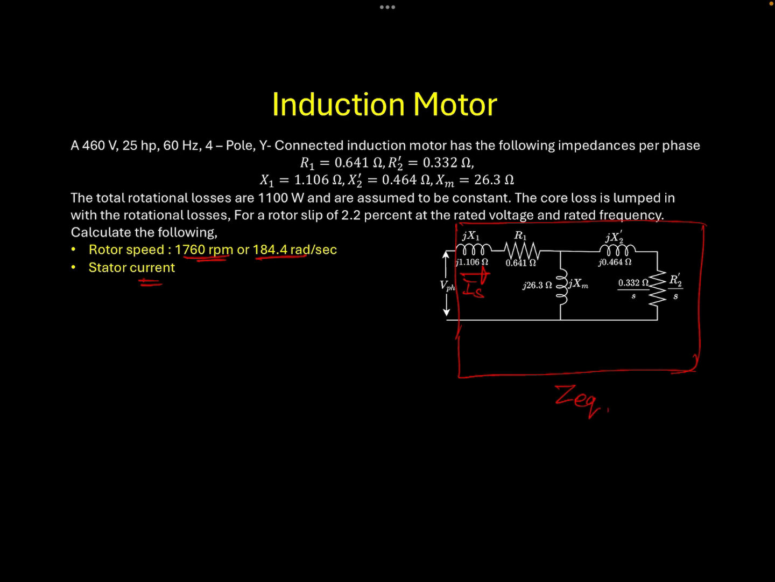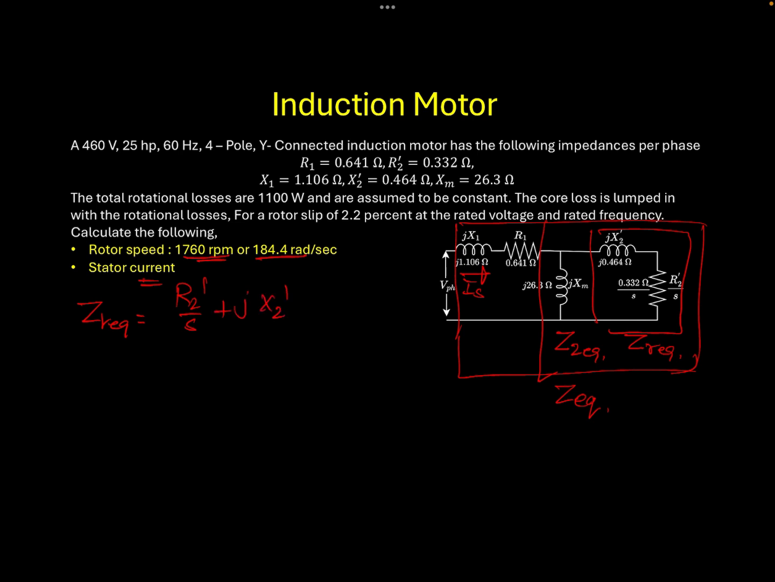Now the equivalent impedance of the circuit can be calculated after you know the impedance on the rotor side, and then combining that with the shunt reactance that we have here. If you call it Z2 equivalent, then Z2 equivalent is in series with the stator equivalent resistance and reactance. Now to get the value of ZR equivalent, that is R2 dash upon S plus jX2 dash.